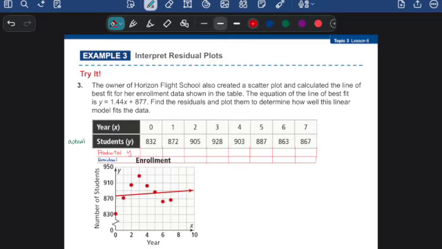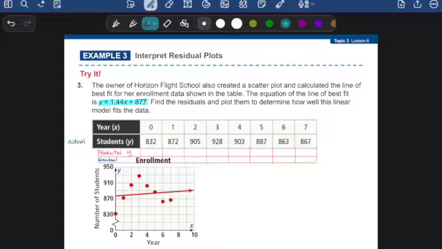Try it number 3. The owner of Horizon Flight School also created a scatter plot and calculated the line of best fit according to this table, and here's her equation. So we're going to use this equation, remember, to find the predicted y values. We plug x into there, and then we get the predicted y values. And then we'll need to find the residuals.